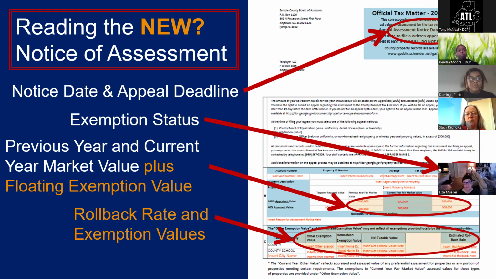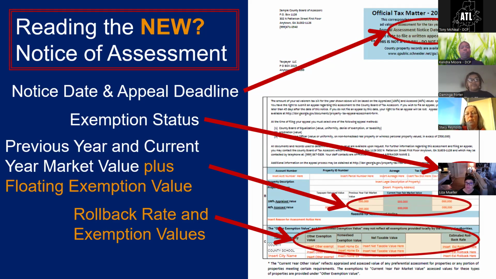The other thing that they're supposed to do with the notice of assessment this year is they're supposed to show the rollback rate in addition to those exemption values. The rollback rate is what the taxing authority should use for the millage rate to be able to get the amount of taxes that they did last year.